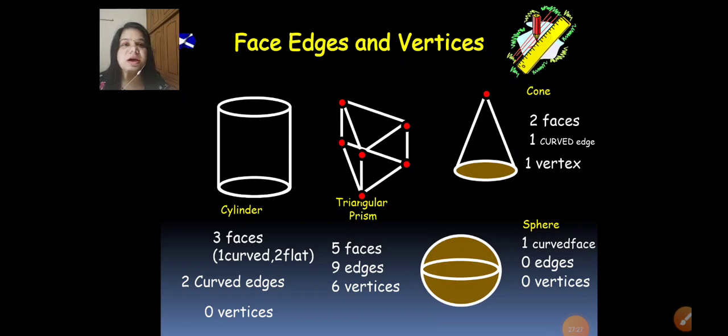Okay students, now this was all about the faces, edges and vertices. We have more polyhedrons with us, but this was all for your syllabus, okay. So now you have to make a chart of the number of vertices, edges and faces for each polyhedron. If you have any doubts, you can watch the video again.